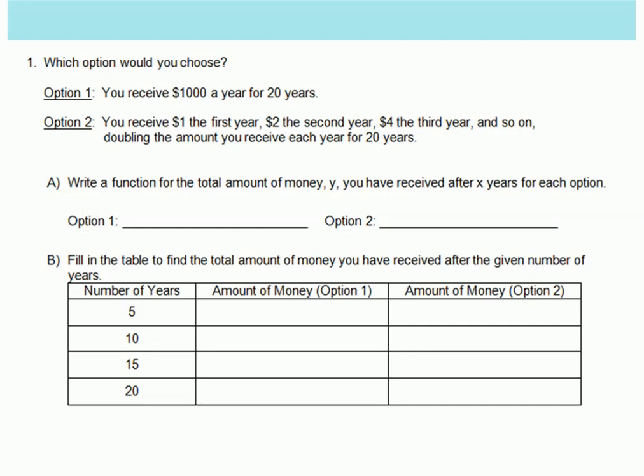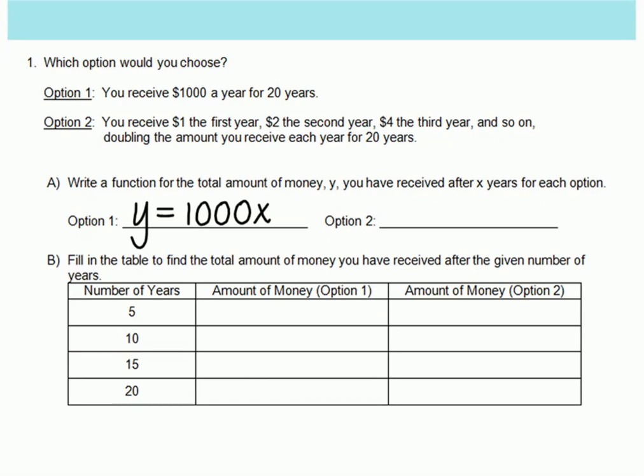So let's look at option 1. It sounds pretty nice. You receive $1,000 a year for 20 years. So how would we write that as a function? Well, y represents the total amount of money, so I'll start with y equals. And there's nothing special happening here. We're just going to get $1,000 each year. So we're simply going to take $1,000 times the number of years, which is represented by the variable x.